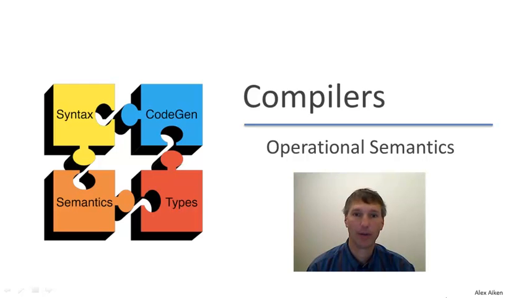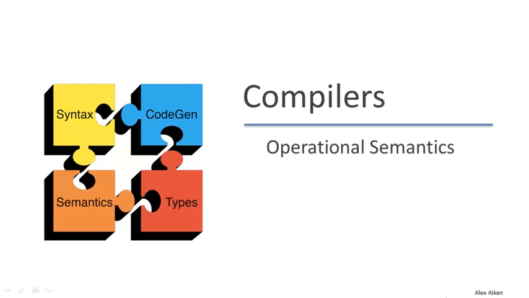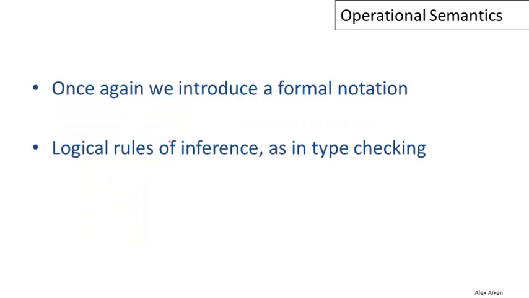In this video, we're going to begin our discussion of formal operational semantics. Just as we did with lexical analysis, parsing, and type checking, the first step in defining what we mean by a formal operational semantics is to introduce the notation. And it turns out that the notation we want to use for operational semantics is the same or very similar to the notation we use in type checking.